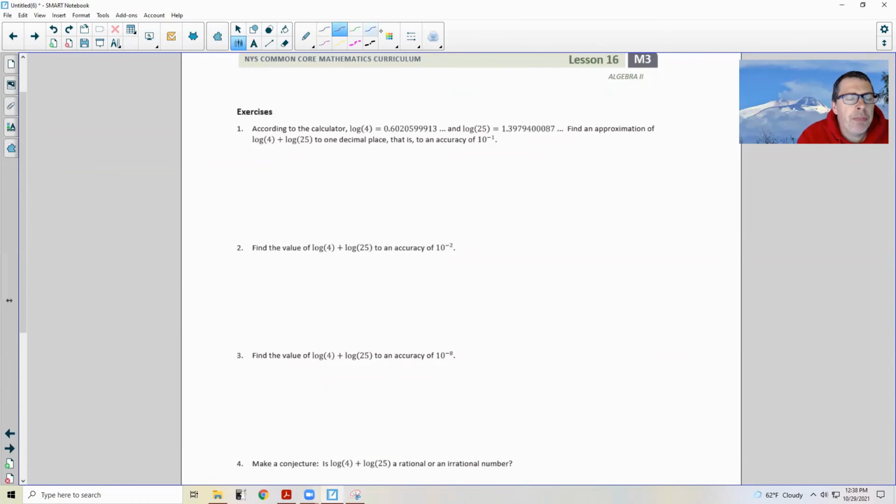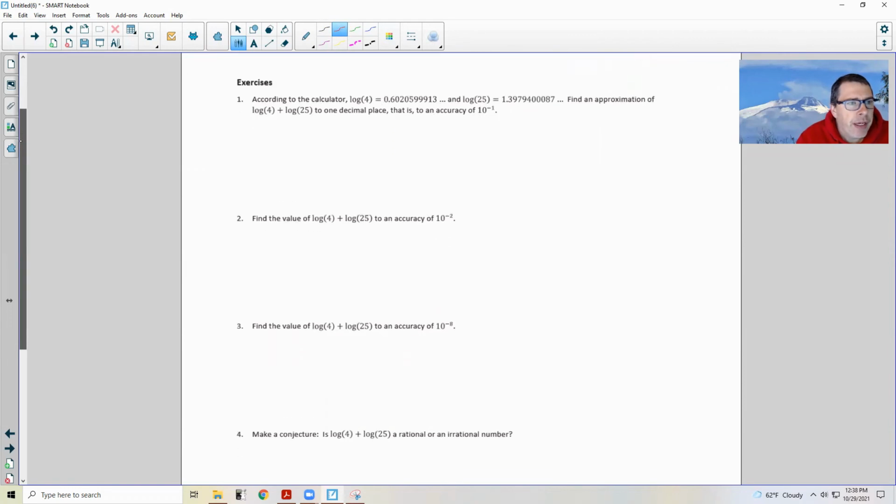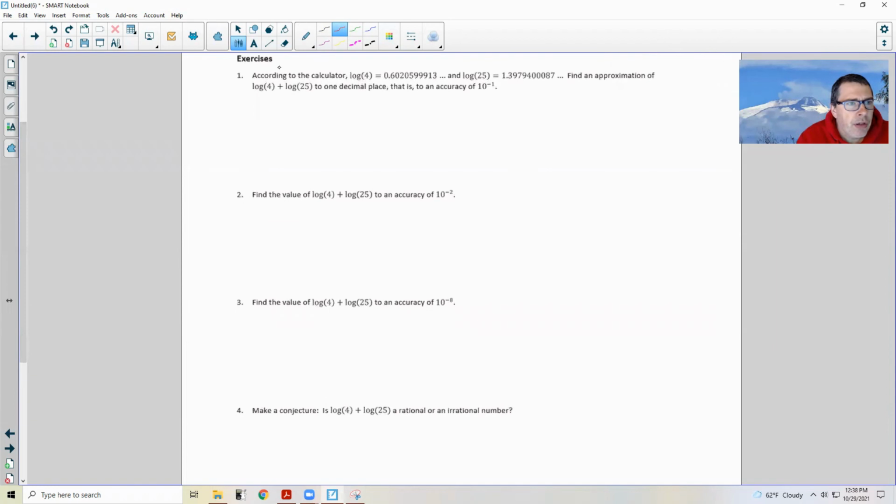Okay, so the reason we did page 1 was to show that we can add rational numbers, but what happens when we get to a logarithm and they're irrational? So exercise 1 says, according to the calculator, the log of 4 equals this, and the log of 25 equals this. Find an approximation of the sum of those two logs to one decimal place, or to an accuracy of 10 to the negative 1, which is 1/10.